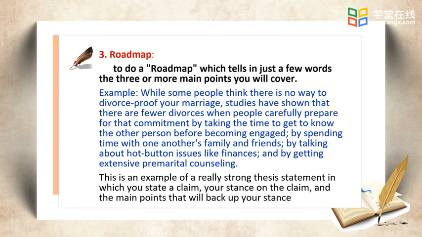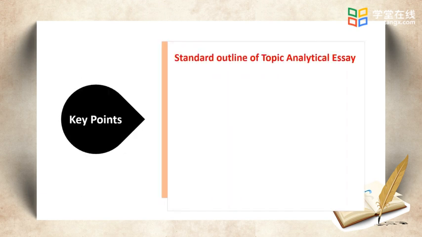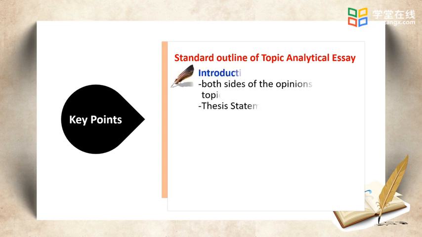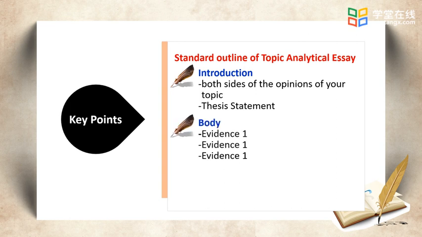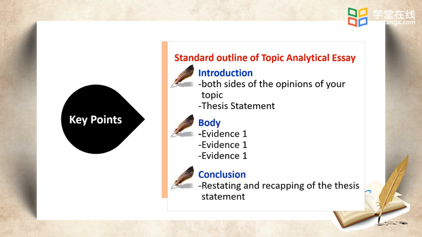This is an example of a really strong thesis statement in which we state a claim, our stance on that claim, and the main points that will back up our stance. With the analysis of the thesis statement, we now come to the key point of Week 12's lesson, the standard outline of an argumentative essay. Generally speaking, a typical 5-paragraph topic analytical essay comprises one introductory paragraph, 3 evidentiary body paragraphs, and a concluding paragraph.